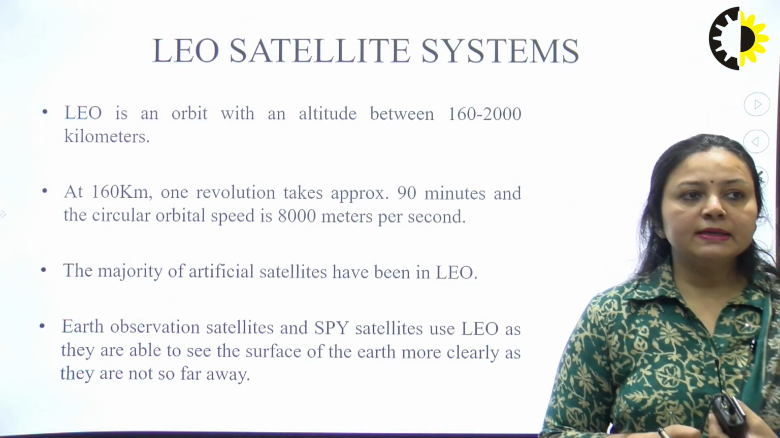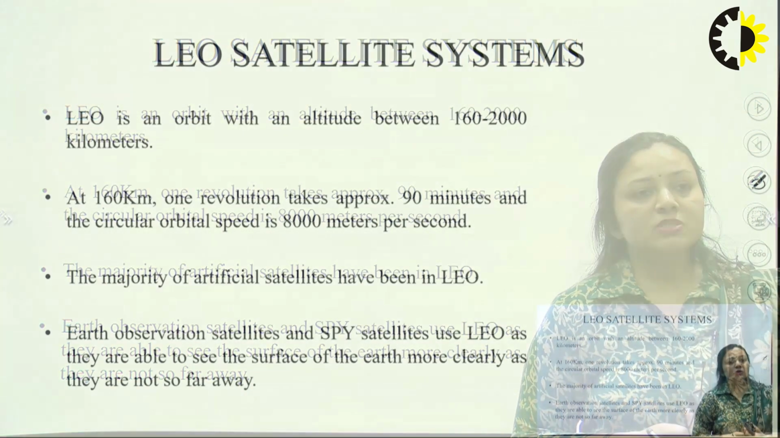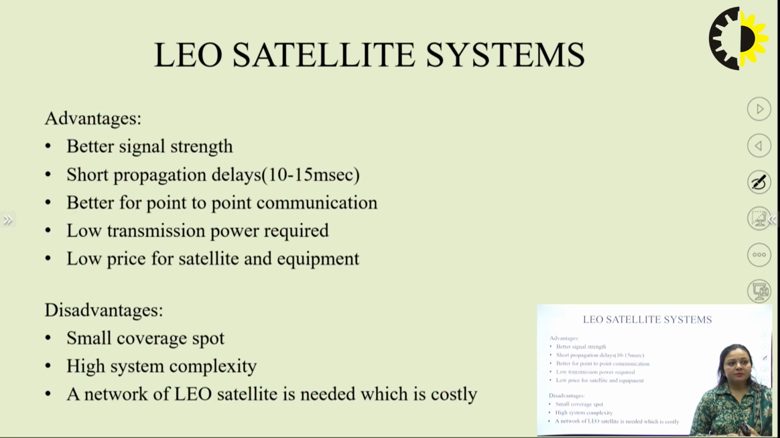So, low Earth orbit satellites have an altitude between 160 to 2000 kilometer. They take approximately 90 minutes for one revolution, and the majority of artificial satellites are in low Earth orbit. So, Earth observation or spy satellites are generally in this category. These signals have better signal strength, a shorter propagation delay, and they are better for point-to-point communication. But the only disadvantage is that we are limited to a specific area. We have a small coverage.